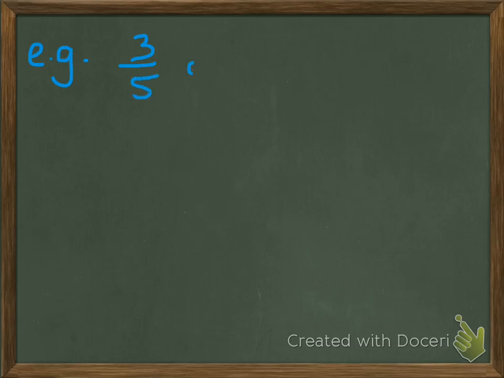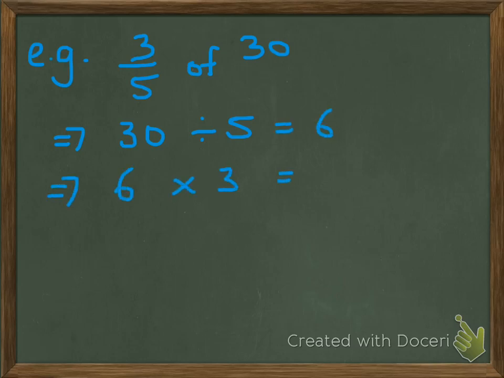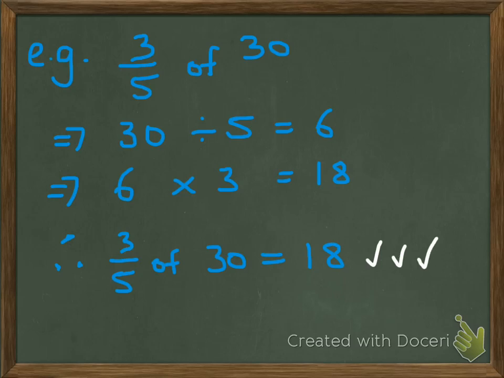Here's another example. Let's go 3/5 of 30. So same thing again. Take our number 30, divide it by the denominator, which is 5. 30 divided by 5, well, that equals 6. Then go 6 times the numerator. 6 times 3 is 18. So therefore 3/5 of 30 equals 18.